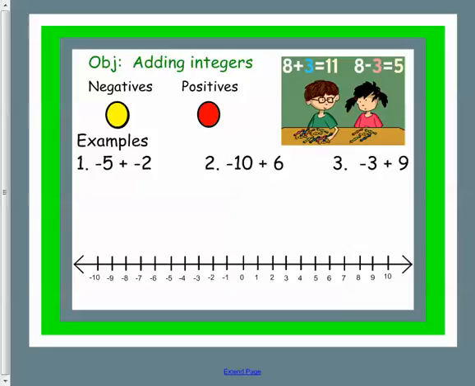Hey friends, today we're talking about adding integers, so make sure that you copy this title in your notebook: adding integers. Okay, so let's look at these integers on a number line.